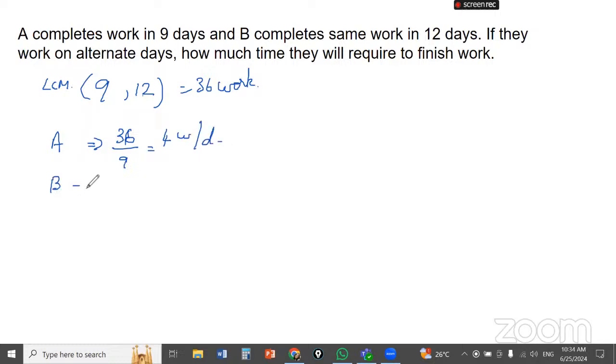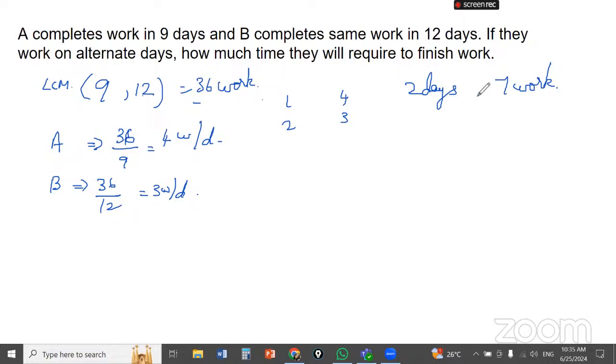So he'll be doing 4 work per day. And B, he will be doing 3 works per day. So they are doing alternately, starting with A: first day, 4 work, second day, 3 work. Like that, they are doing alternately. So in 2 days, they'll be completing 7 work. So every 2 days, they'll be completing 7 work. So totally, we need to complete 36 work. So 7 times 5 gives us 35 work. So 35 work will be completed in 10 days, right?